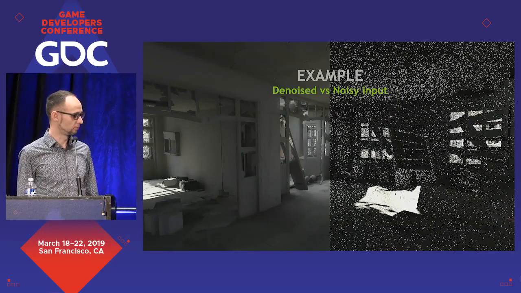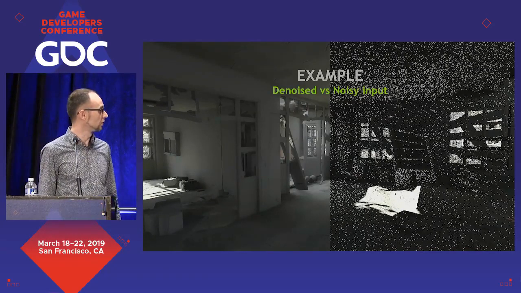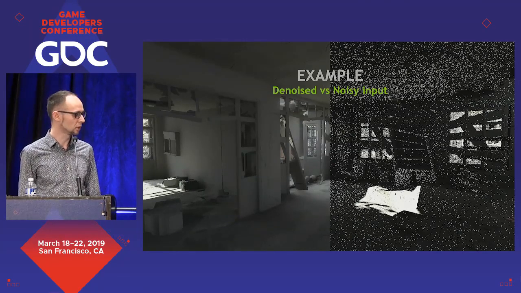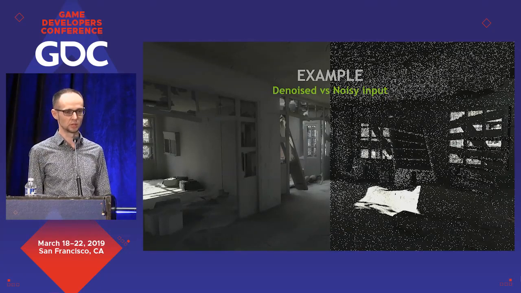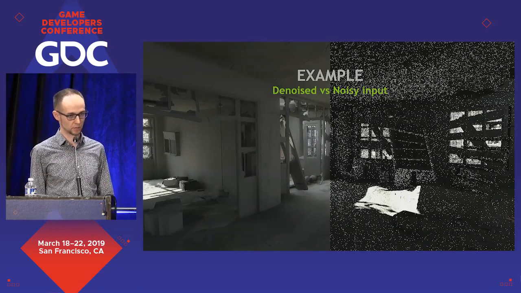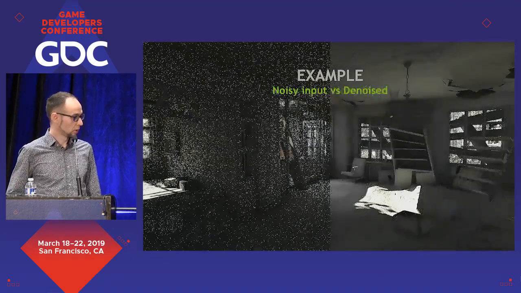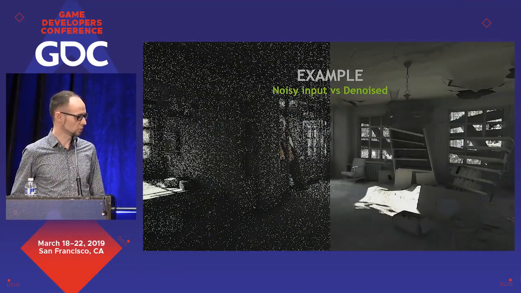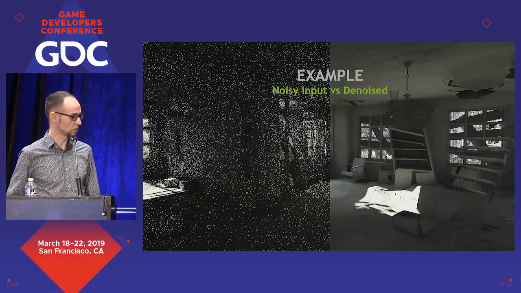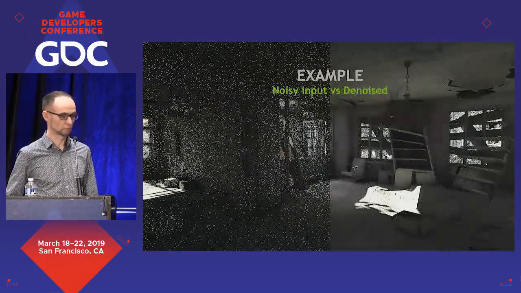Just for better understanding which beast we are facing, the denoised image is on the left, the noisy input is on the right, and I want to say that the image on the right doesn't use any kind of accumulation or denoising applied, so it's just pure GI computed using only half a ray per pixel. The same image, just noisy input on the left and denoised image on the right. I can switch a few more times so you can compare.